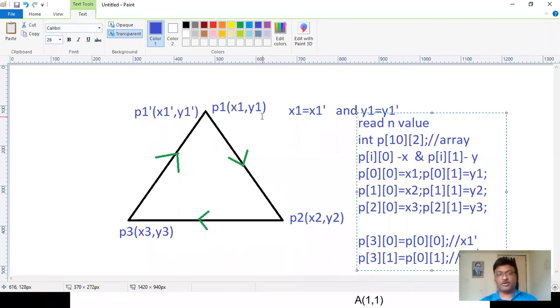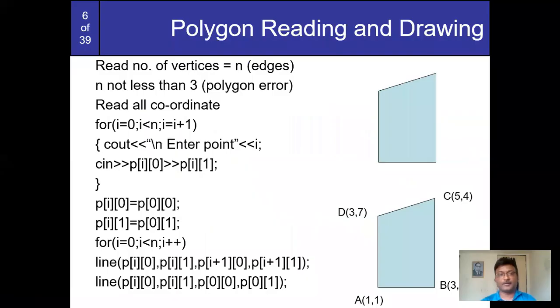Now come to the point. So this is the way that you can read all the coordinates and draw any type of polygon. Suppose you have a convex polygon or a concave polygon, don't bother. You only have to check the condition that the number of vertices must not be less than 3, so it is greater than or equal to 3. The minimum polygon is a triangle.